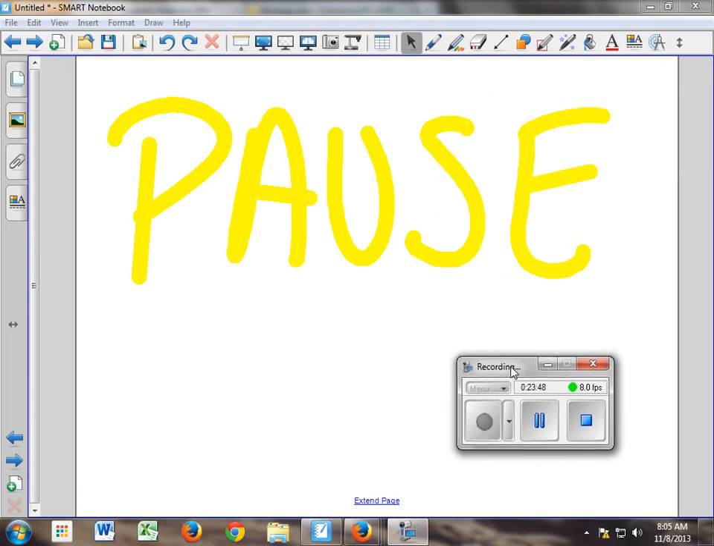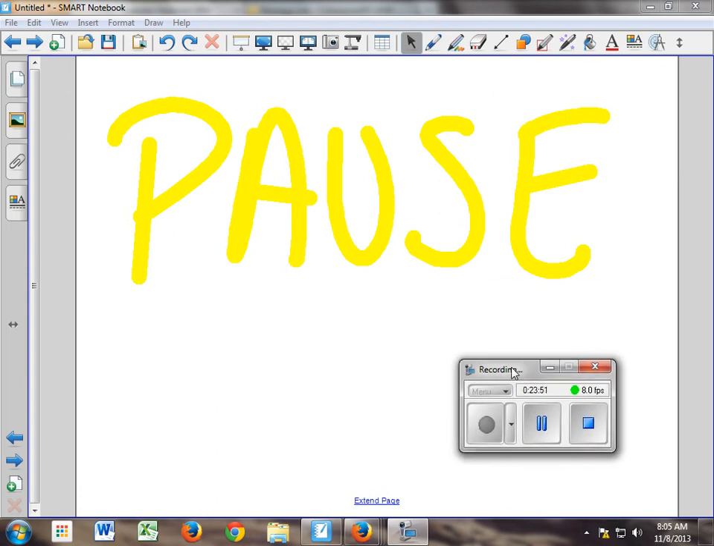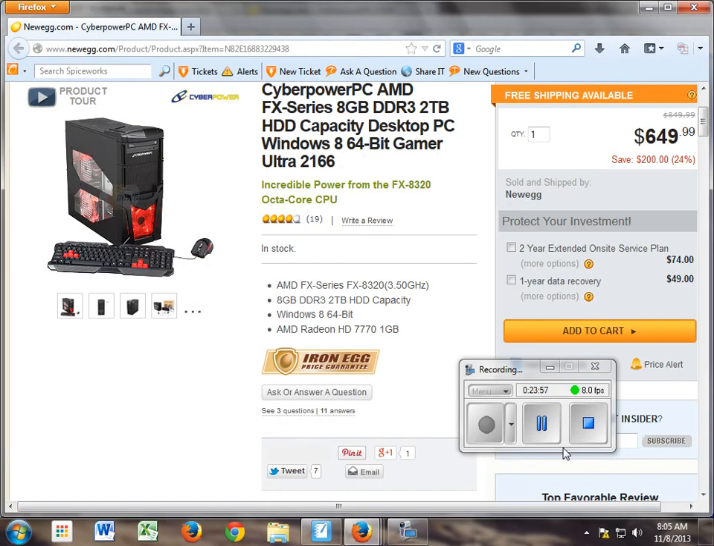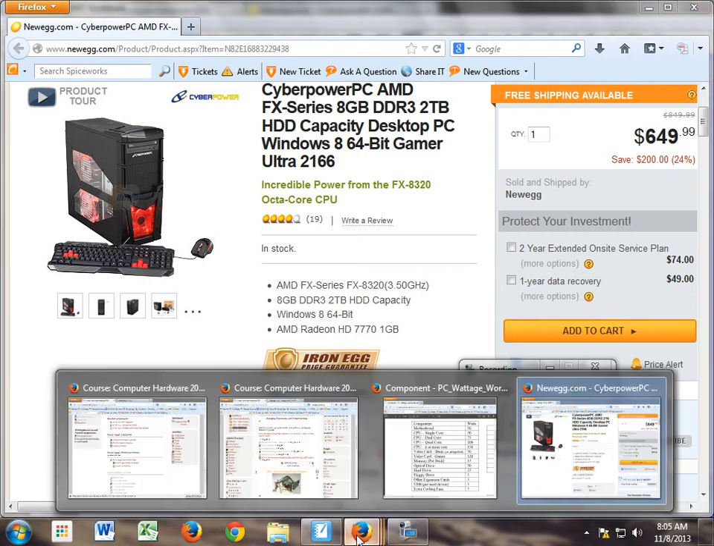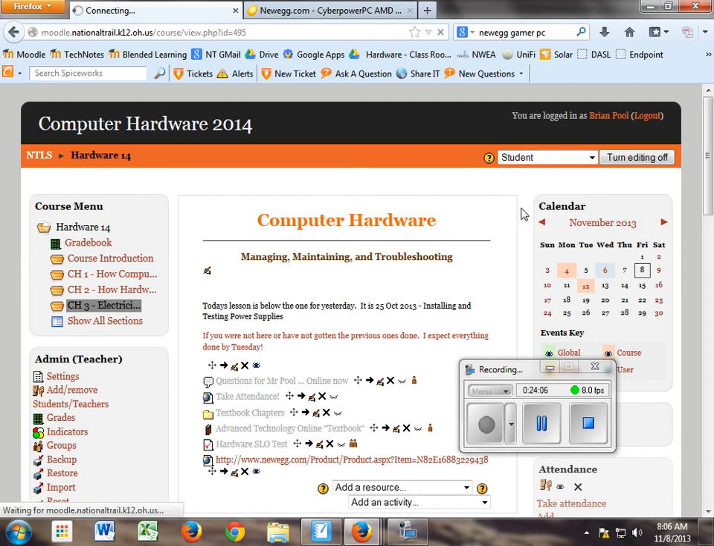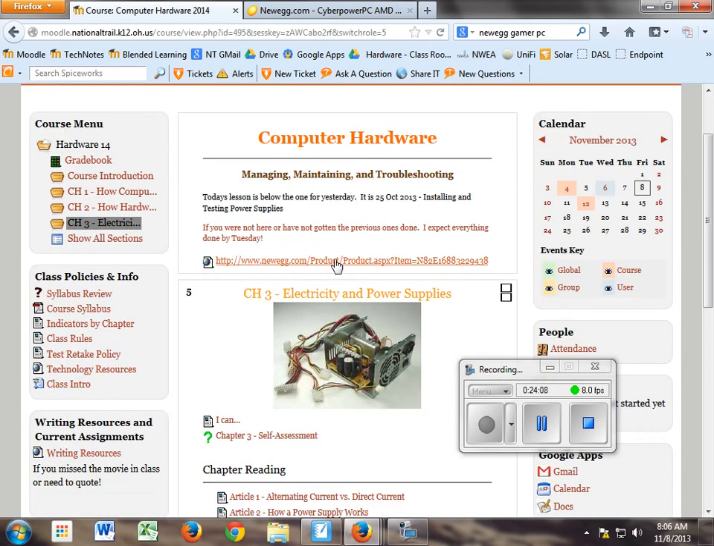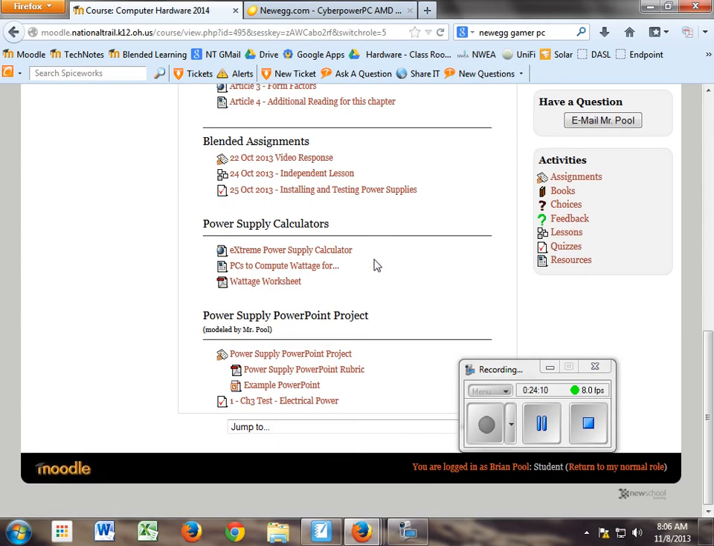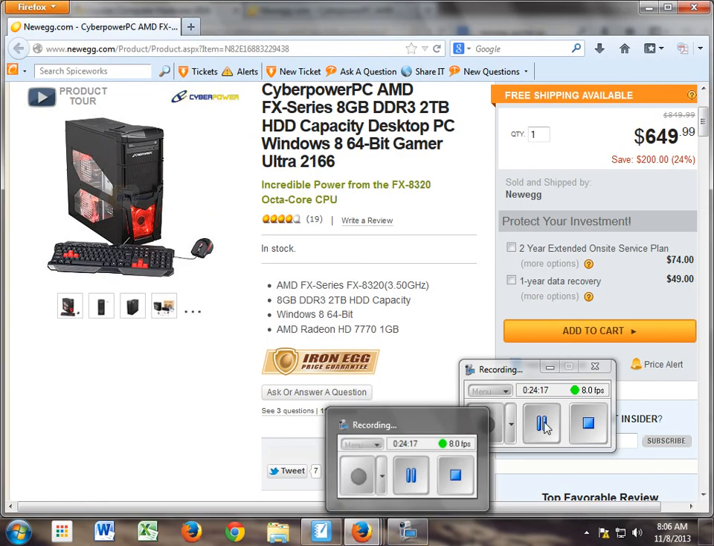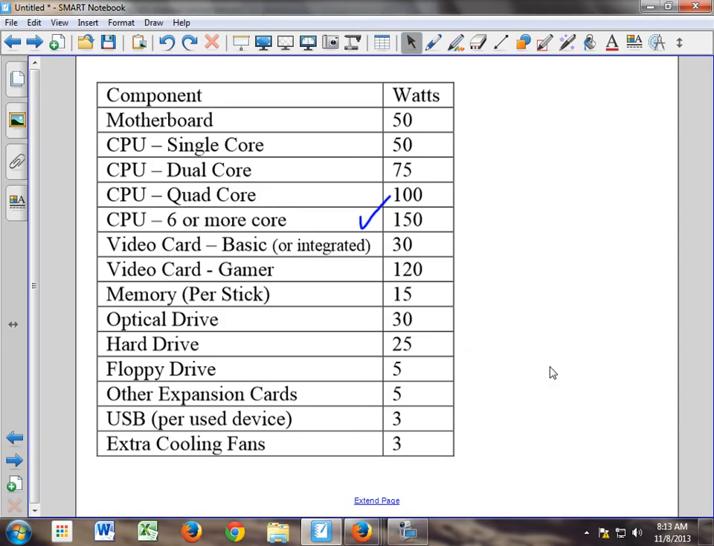Okay, so if you're watching it right now, pause right here and do the problem for this PC using the numbers on the worksheet that's also linked on Moodle. Using the numbers from the worksheet, the link is right up top right now. It says Newegg. I click on there. Using the numbers in the wattage worksheet here, calculate the one right now for this PC. Like that. You don't get humor like that every day.